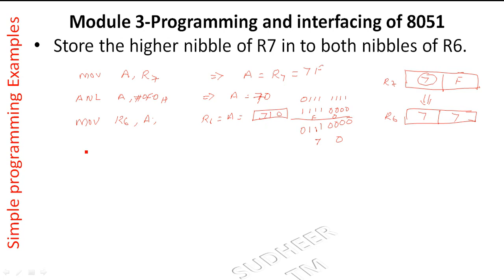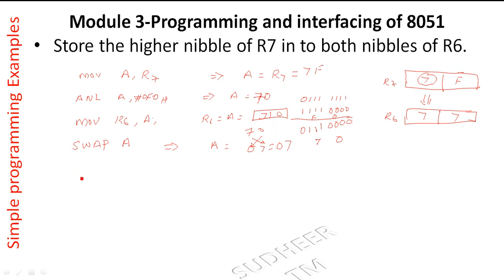For that, to get the 7 there, we can use the SWAP instruction. SWAP will exchange the nibbles of the accumulator. So SWAP A: A is 70 here. After executing SWAP, 7 will come here and 0 will go here. So it will be 07. Now this 7 we need to bring to the lower nibble of the R6 register. We don't know what is actually there, 7 or some other data.